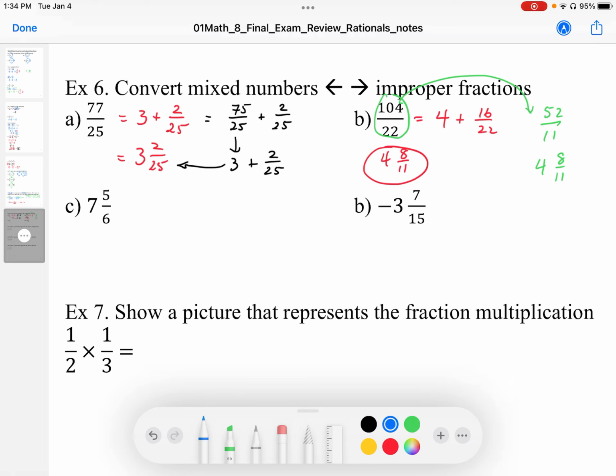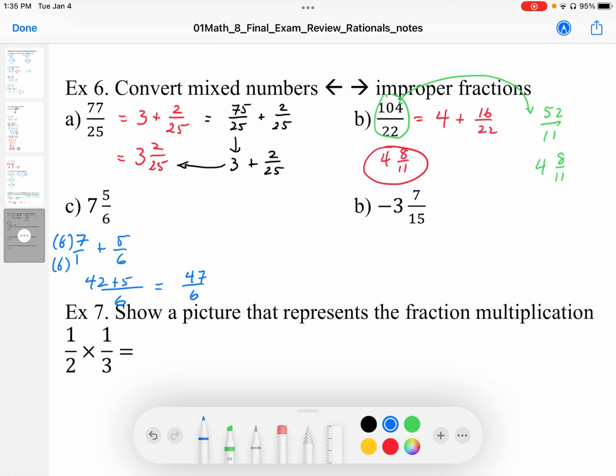For improper fraction to mixed numbers, we can write this as 7 over 1 plus 5 over 6. We can multiply by 6 and 6 to give us a common denominator. This gives us 42 plus 5 all over 6, or 47 over 6.